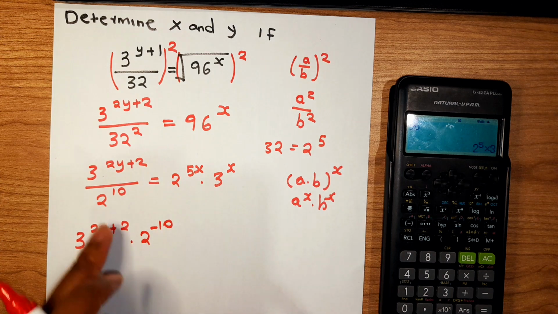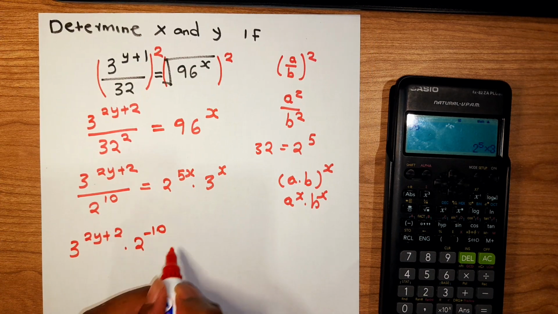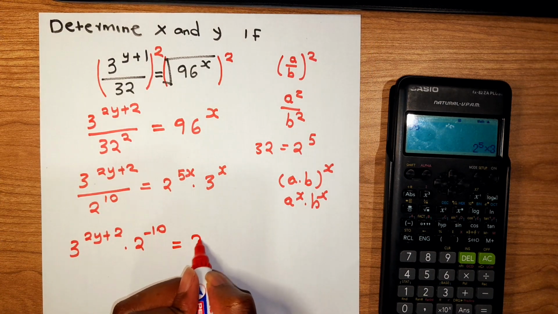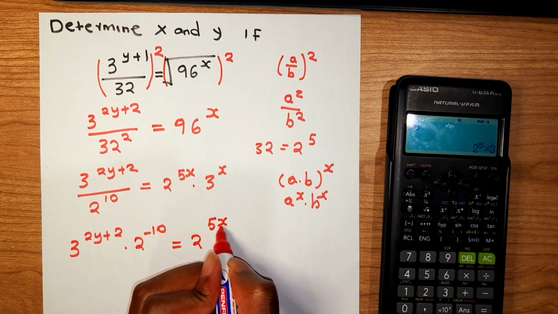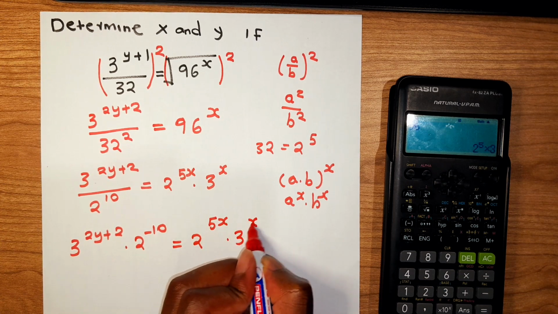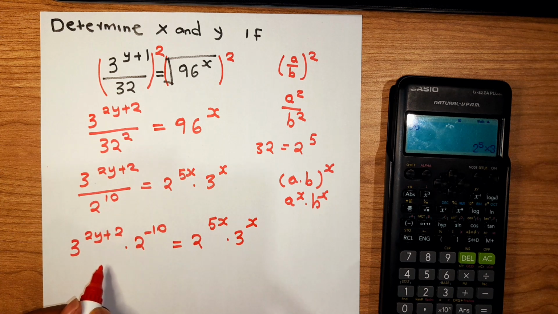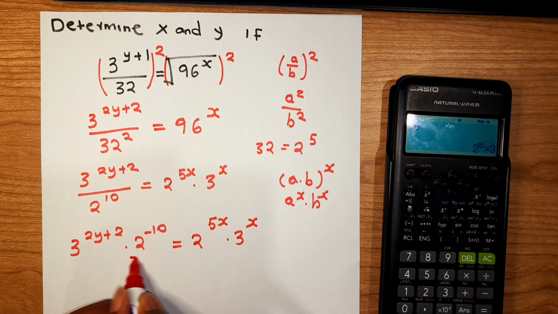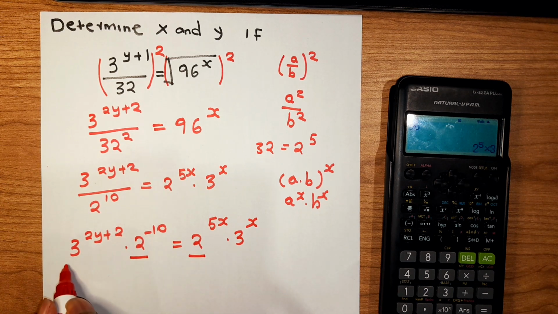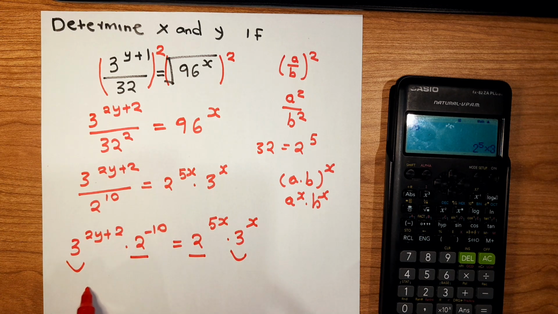Okay, so this and this are the same because I don't want to be having fractions, right? And then you're going to have 2 to the power 5x and 3 to the power x. So what you do is you are going to pair these, right? 2 and 2, you're going to equate them. 3 and 3, you're going to equate them. So let's start with the 2. You're going to have 2 to the power minus 10 equals 2 to the power 5x.